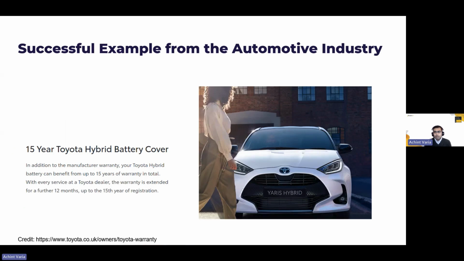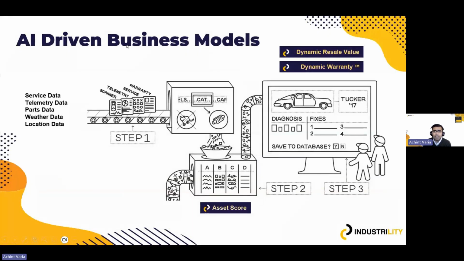You'll see, and I've seen similar examples in the automotive industry, where they'll increase the warranty by 1 year for every year that you service the car with Toyota. And so that is the kind of AI model that we have, where all of this different data goes into our AI model. We are able to give weights to it, and then we can create various different incentive models.